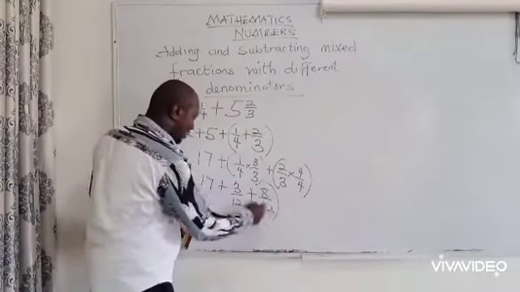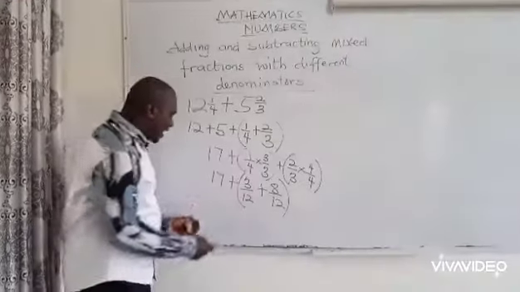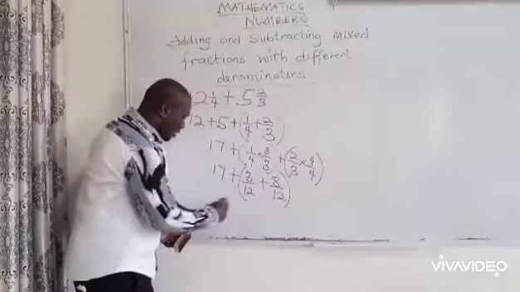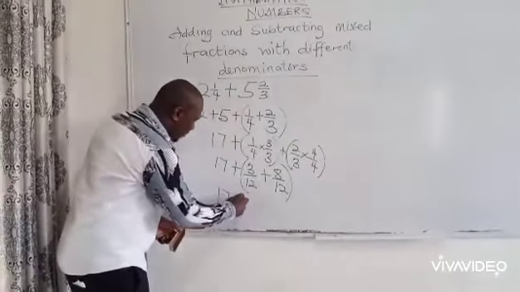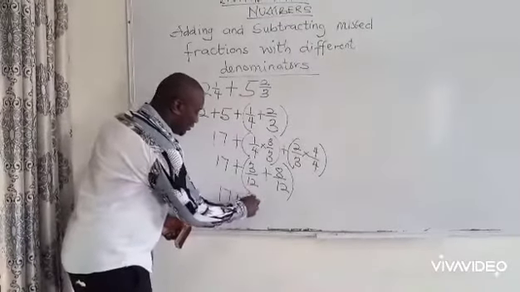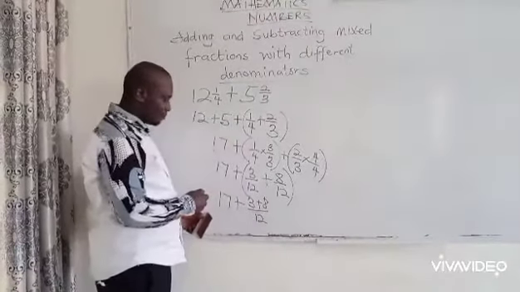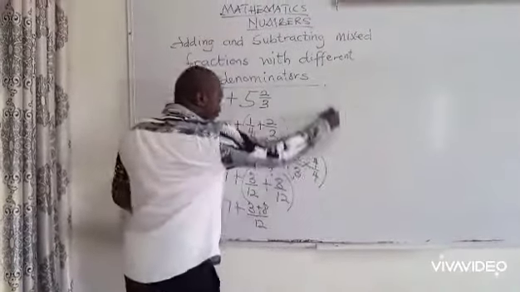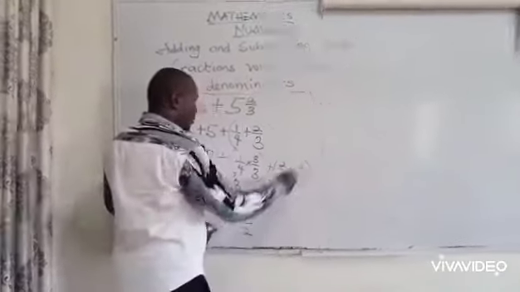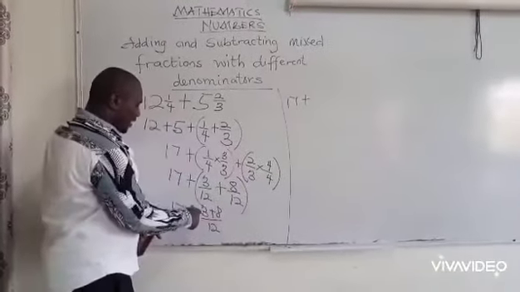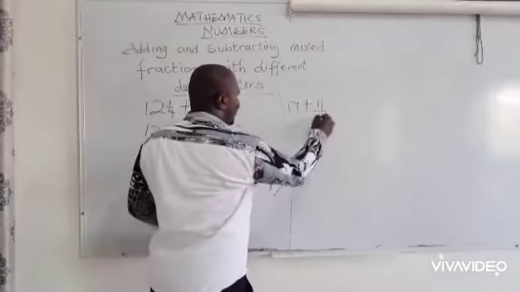Let's again put a fraction into a bracket in order not to be confused. We have the same denominator. So our 17, please don't forget the whole number once again, plus 3 plus 8, all out of 12. Let's continue here. So we have our 17 plus 3 plus 8, giving us 11 out of 12.